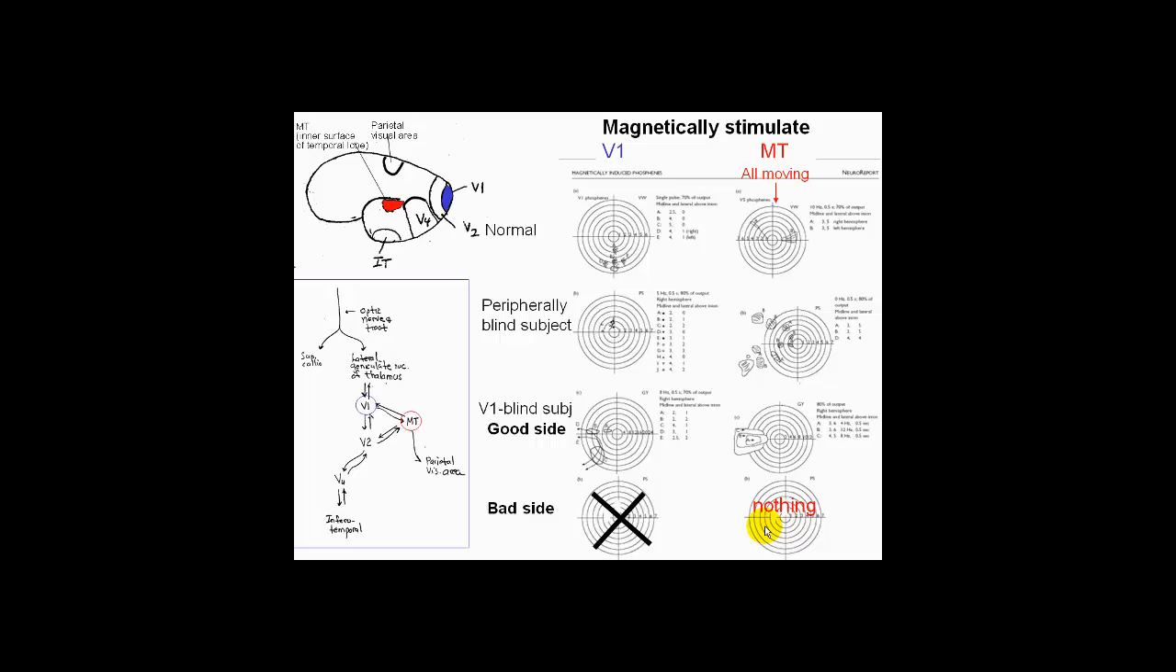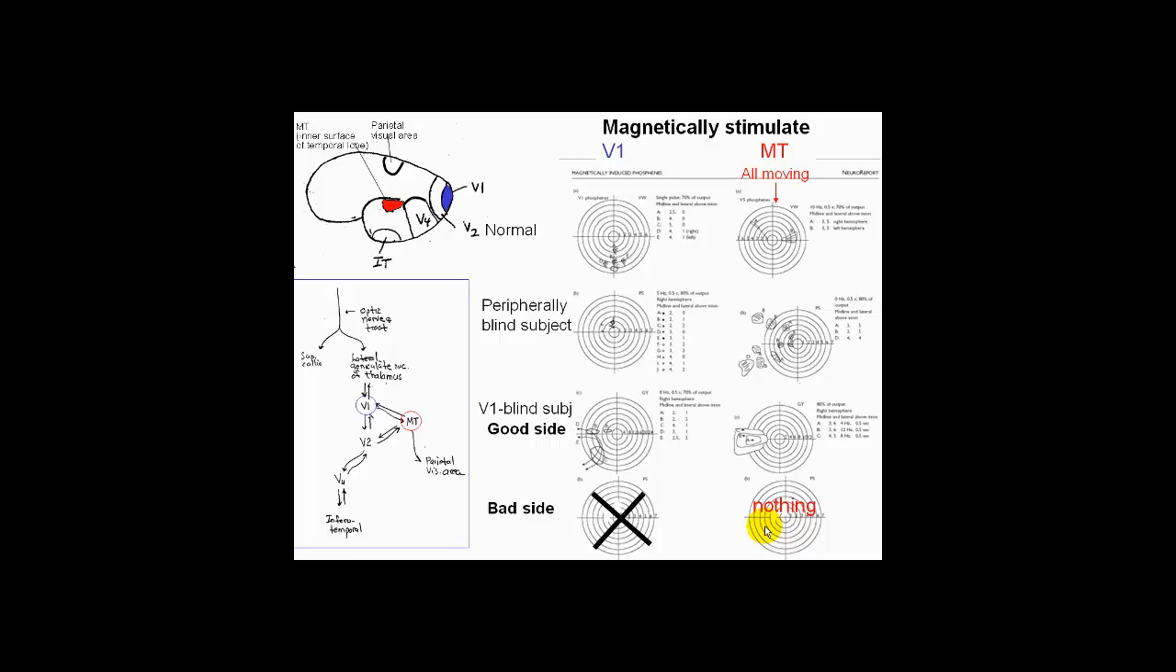If you do the same thing, placing your magnetic stimulator over area MT, this area that's responsible for perception of motion, what happens is you again get visual stimulation, but now these are moving things that the subject experiences. So that's a normal subject. Now, if you do exactly the same experiment with a peripherally blind person, somebody that's blind because there's something wrong with their eyes, you get essentially the same result.